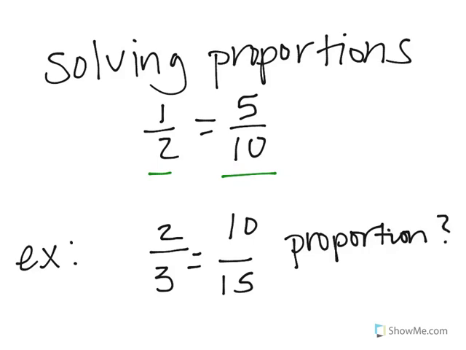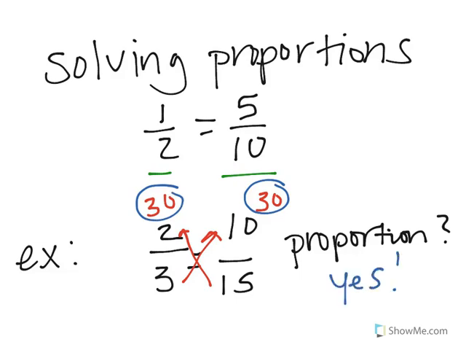So you have to find, are these ratios equal? So all you have to do is cross multiply. And we've done this before. We're going to say 3 times 10 is 30, and 15 times 2 is 30. Because these are the exact same number, then we can say, yes, this is a proportion. Okay, and then again, in order to figure out if it's a proportion, you just have to cross multiply.